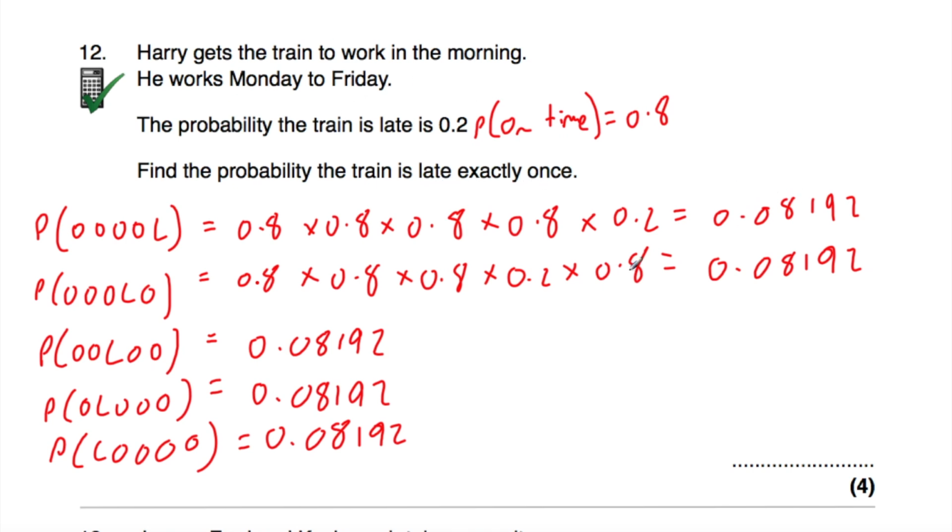And that means that if we want to find the probability that the train is late exactly once over the course of a week, we just need to add together these probabilities, or do 0.08192 multiplied by 5. And when we do that, we get an answer of 0.4096. So the probability that the train's going to be late exactly once would be 0.4096, and that's it.